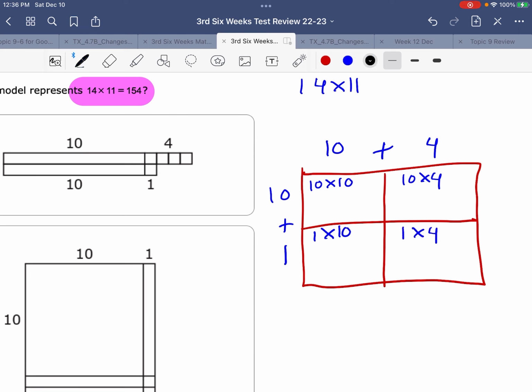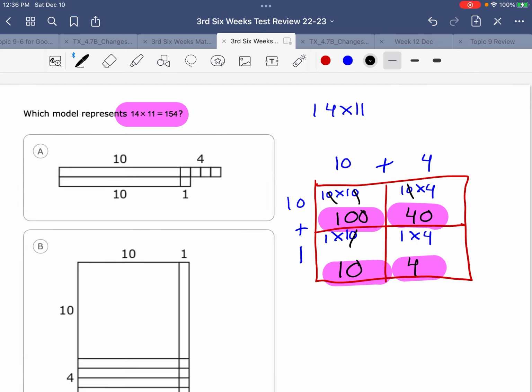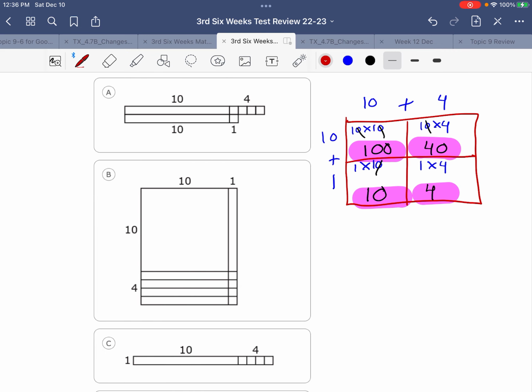So now I can multiply. I drop my eggs. I have 2 eggs. 1 times 1 is 1. I drop my egg here. 1 times 4 is 4. Drop my egg here. 1 times 1 is 1. 1 times 4 is 4. Remember, these are called my partial products, and I'm going to add them. So I have 100 plus 40 plus 10 plus 4.